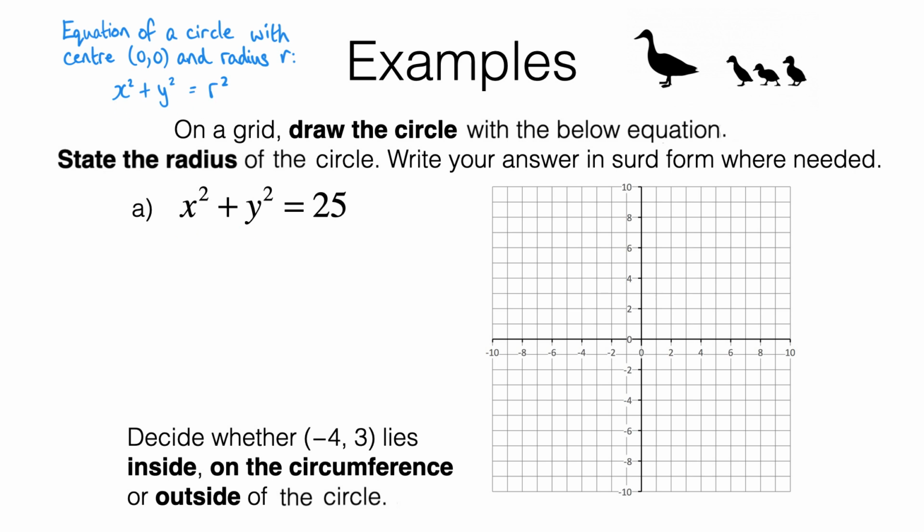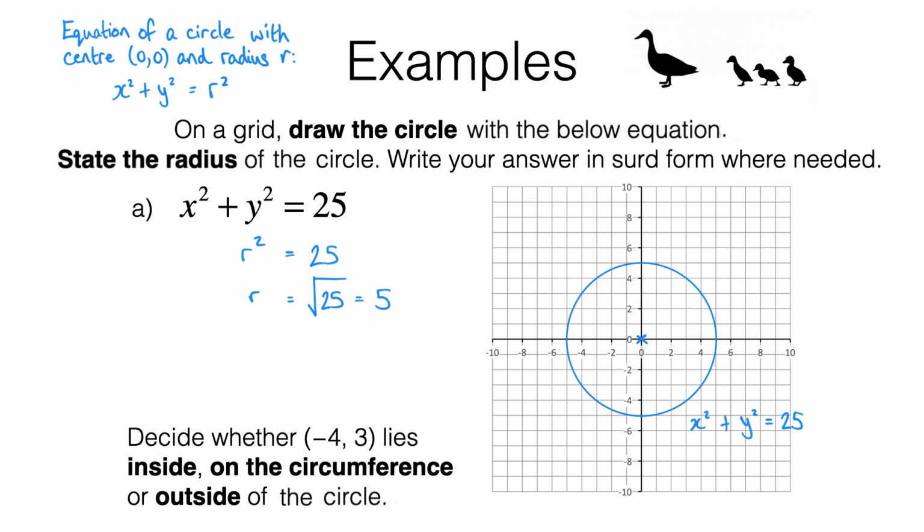We've got x squared plus y squared equals something, and what we're saying is that r squared is 25 in this case, and that means r, the radius, is just going to be the square root of 25, which is 5. So what we have here is a circle with centre 0, 0 and radius 5. So it will look like this. Hopefully you can tell by looking at these points where the circle crosses the axes that it does indeed have a radius of 5.